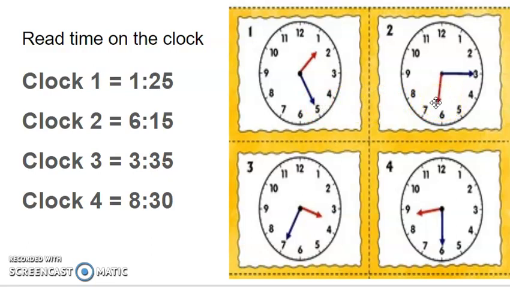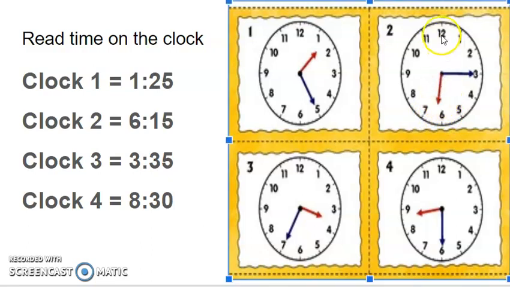Now number 2 clock, let us see. The small hand is between 6 and 7. So it is after 6 o'clock. How many minutes have passed? So 3 into 5, 15. 15 minutes have passed after 6 o'clock. So time in this clock is 6:15.